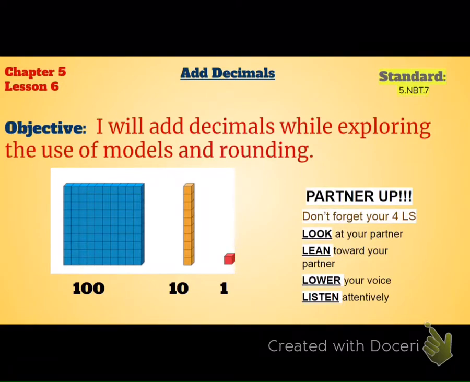So I have some models down below there. We're going to be using those in our lesson today, among other sorts of models, to help us with the concept of decimals, parts of numbers. That's what a decimal is. It's not a whole number, it's a part of a number. We're also going to be doing some rounding to help us with estimating, to make sure that our answer is reasonable. That's why we round. Check for reasonableness once we have finished.